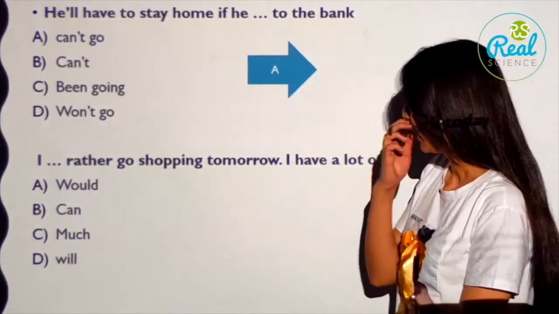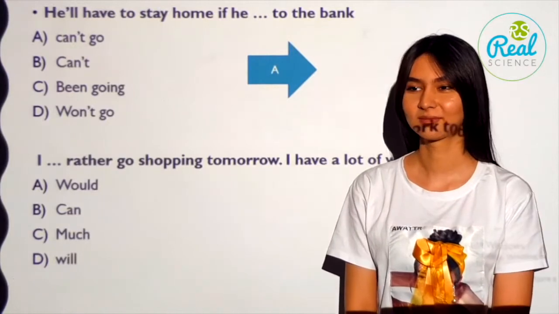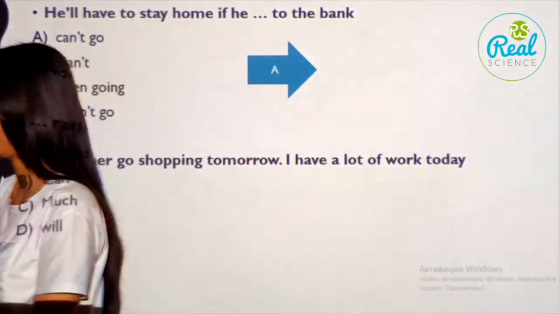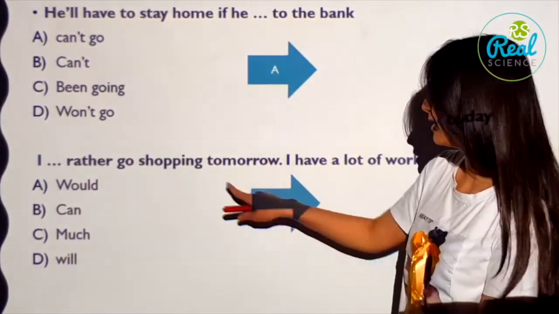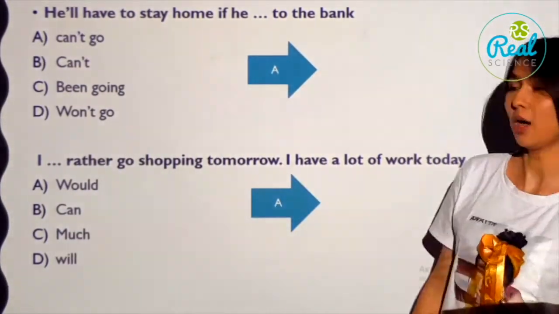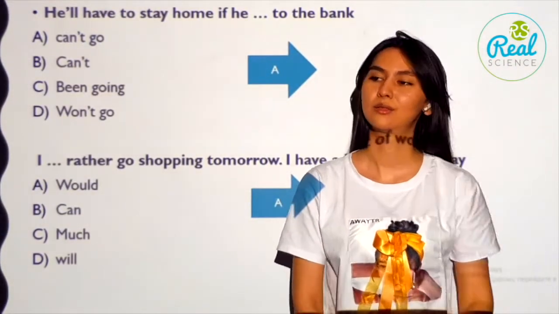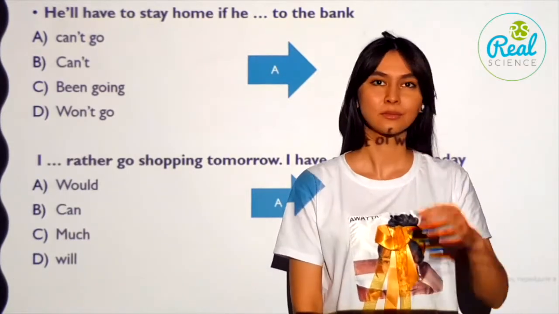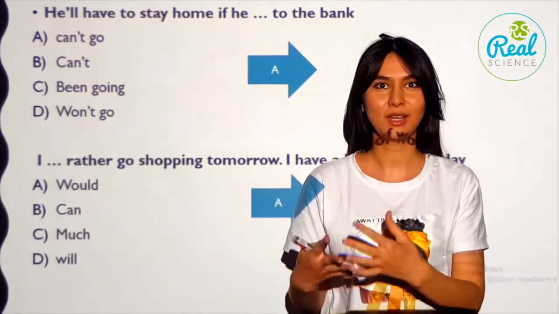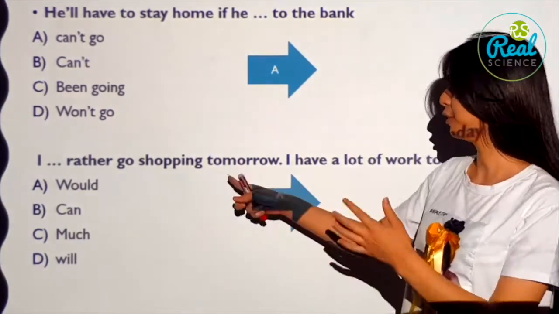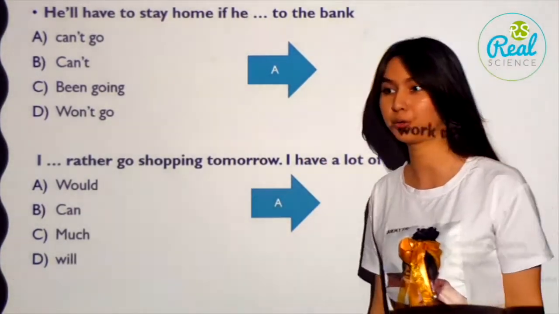The next one. I'd rather go. Okay, A1, would rather. All of you are right. So I would rather go shopping tomorrow. I have a lot of work today. What does this mean, I would rather? Что это значит? I would prefer, я бы предпочел. Yes, would rather means like I prefer, yes? Я предпочитаю, да? Okay. I prefer going shopping tomorrow because today I have a lot of work to do.